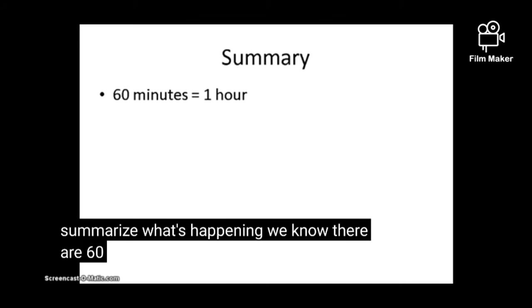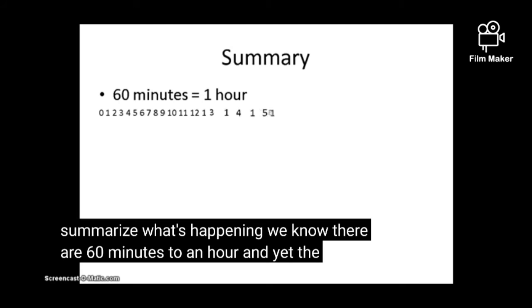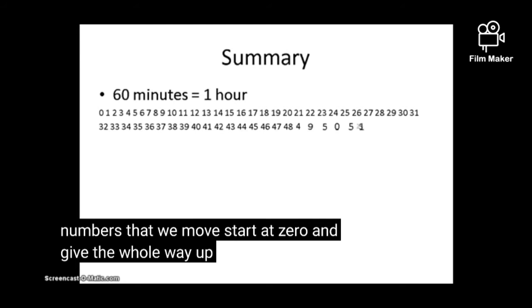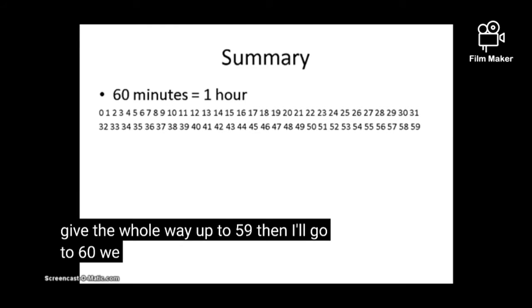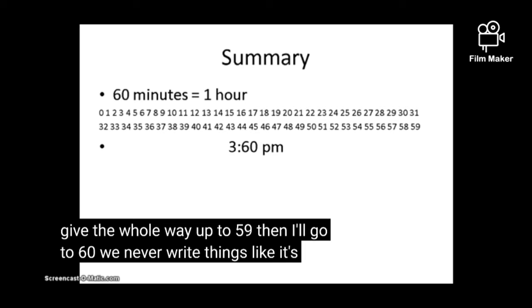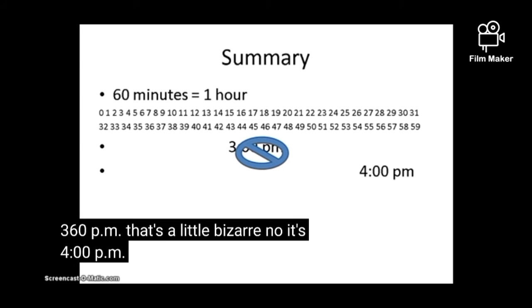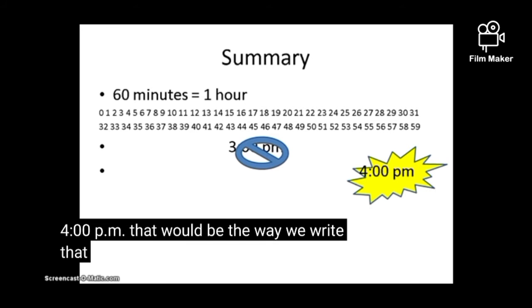All right, so let's summarize what's happening. We know there are 60 minutes to an hour, and yet the numbers that we move through start at 0 and go the whole way up to 59. They don't go to 60. We never write things like 3:60 p.m. That's a little bizarre. No, it's 4 p.m. That would be the way we write that.